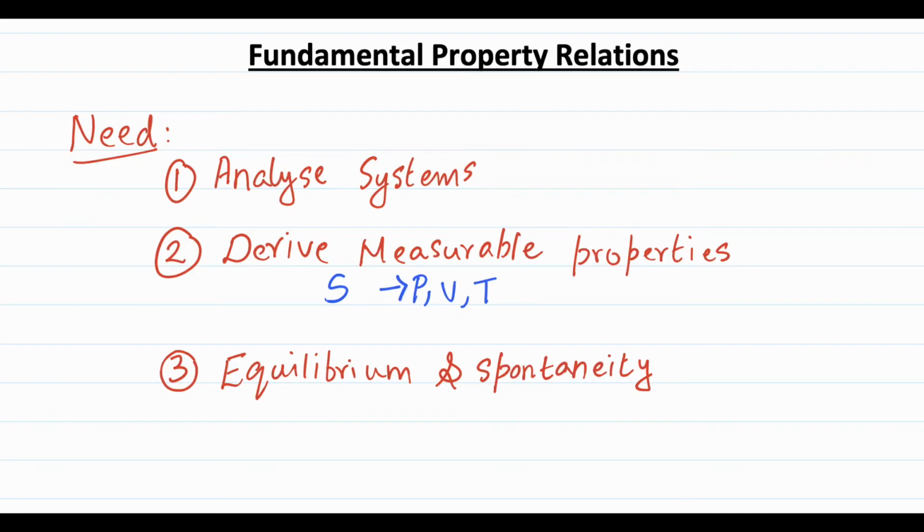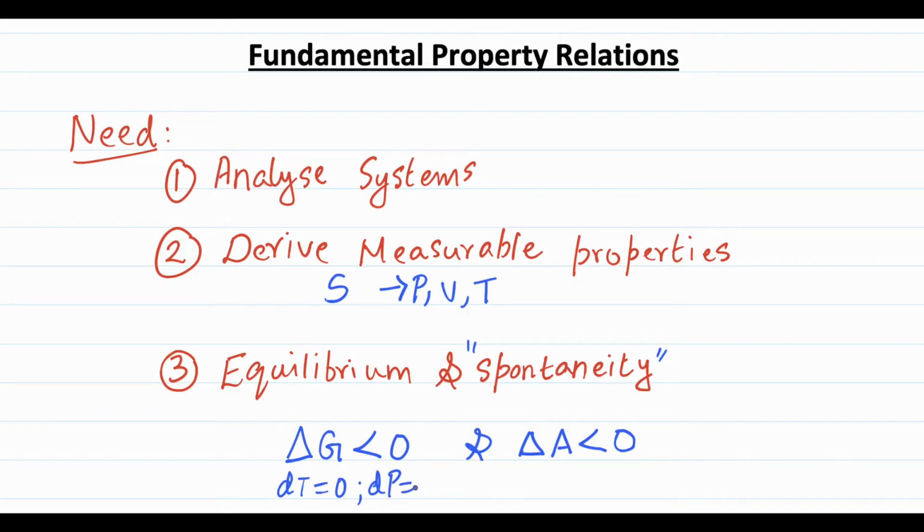The examples for spontaneity are Gibbs free energy and Helmholtz free energy. So we can see that when Gibbs free energy and Helmholtz free energy are less than 0, a process can be spontaneous. The difference is they express spontaneity under different conditions. The Gibbs free energy gives spontaneity at constant temperature and constant pressure, whereas Helmholtz free energy gives spontaneity at constant temperature and constant volume.